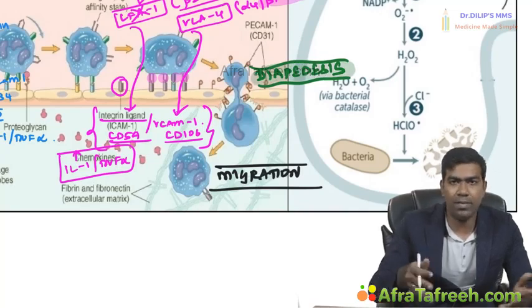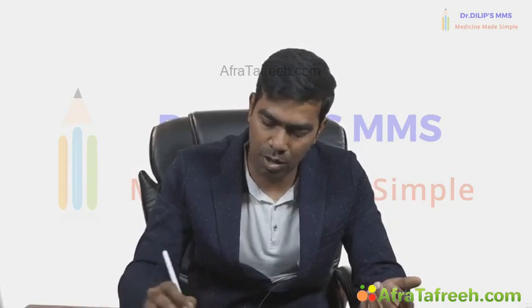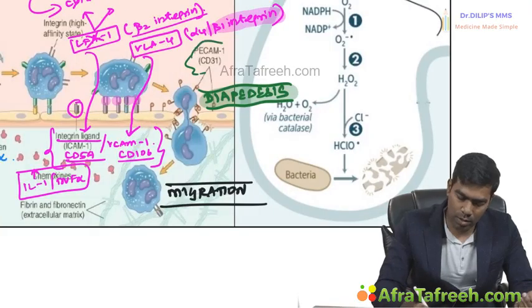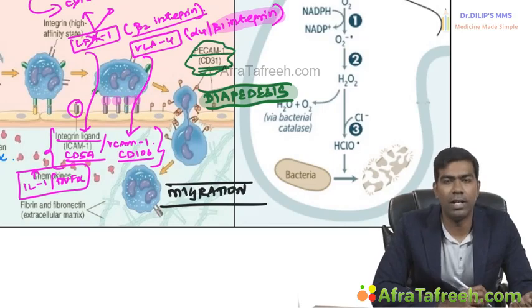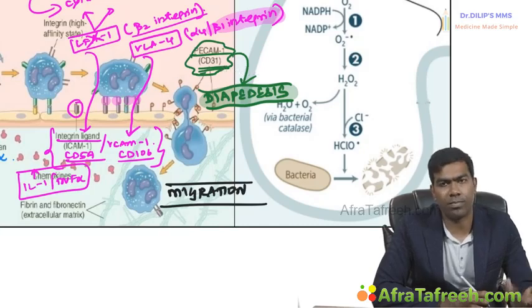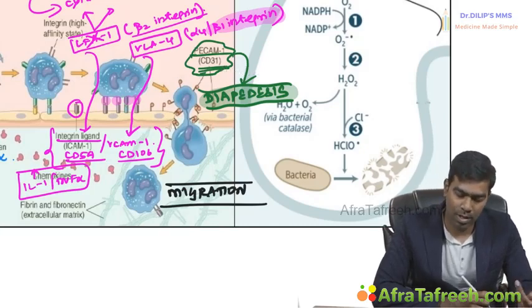Diapedesis, that is movement in between the endothelial cells. For diapedesis, as already explained in this particular diagram, you need a very important molecule called PECAM-1, or otherwise referred to as CD31. So this is very, very important. Expression of PECAM-1 and CD31 by the neutrophil is extremely important for this process of diapedesis.